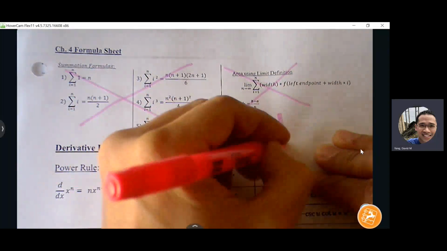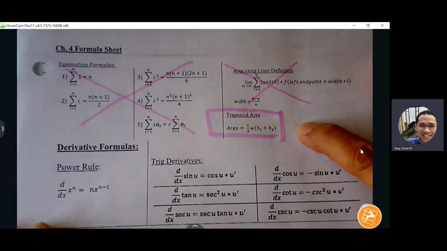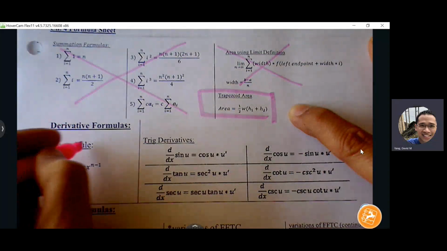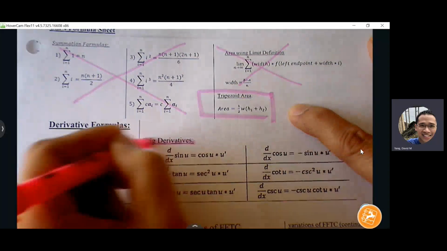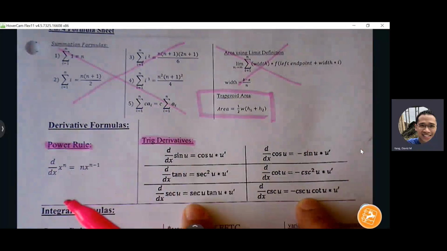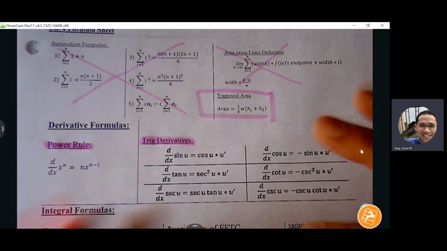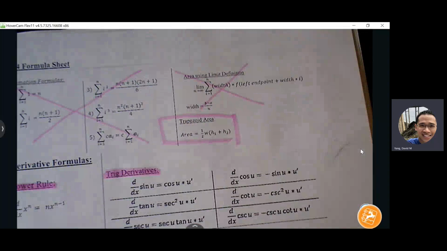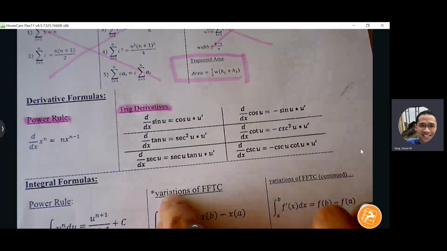You do need to know trapezoid area. That continues to be important. You need to know power rule for derivatives. You need to know trig derivatives. But if you know your trig derivatives, you really also know your trig integrals, right? So I don't want you to feel like you have to memorize this and this one below. This is just for your reference, but understand that if this is at the top of your page, you can get to all your trig integrals, right?